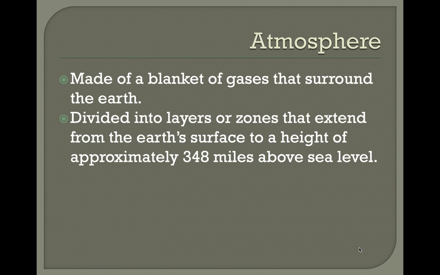is. It basically is going to be a blanket of different types of gases that are going to surround the Earth. It's something that you can't see, but it's there, and it's going to be divided into different layers. And we're looking at going from the Earth's surface to a height of approximately 348 miles above the earth or above sea level. So, when we look up into the sky, we don't see anything except for clouds or maybe airplanes or something like that. But there is an entire atmosphere up there and things going on that we can't actually see. So, that atmosphere is going to be what helps to protect and surround our planet.